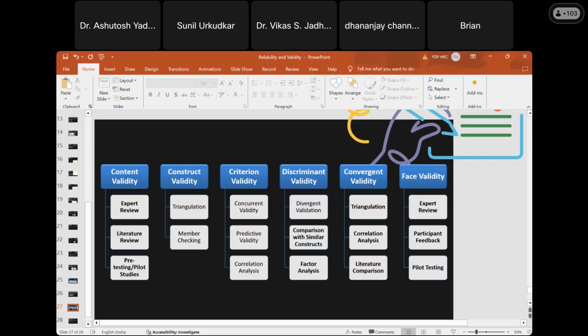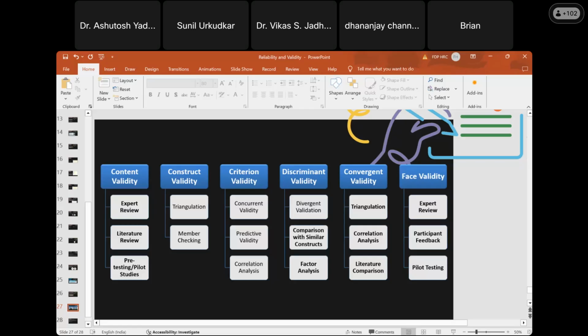Either our mood instrument is distorted or our self esteem instrument is. Comparison with similar constructs is another strategy that we can use for discriminant validity. We can compare the study's constructs with similar but distinct constructs to ensure that they are not excessively overlapping.